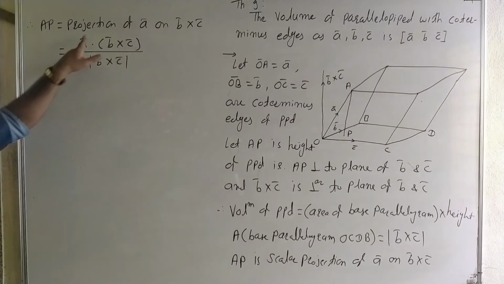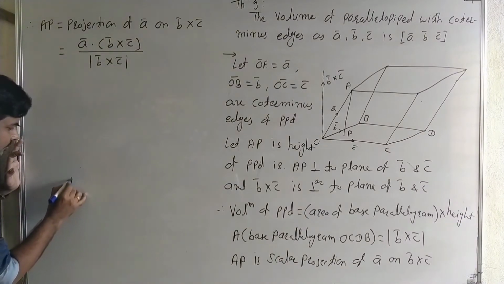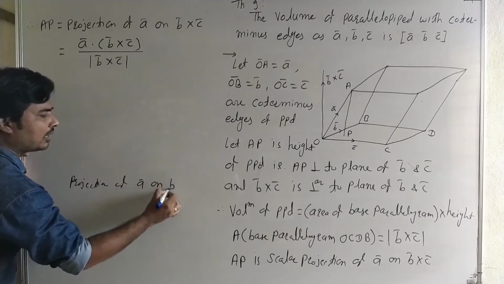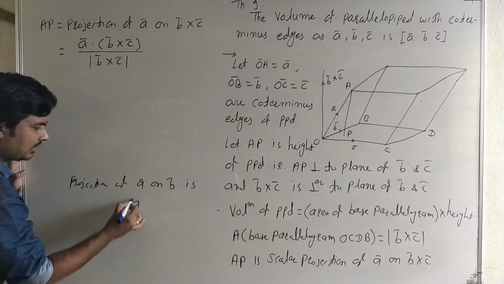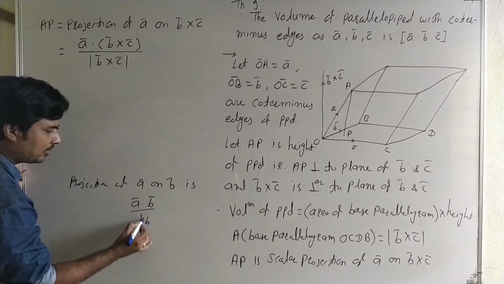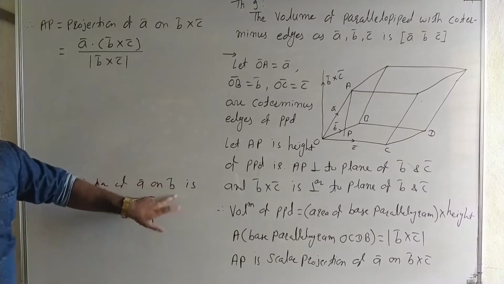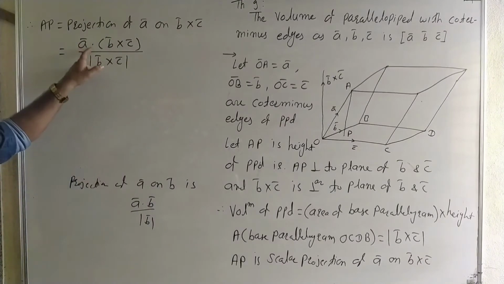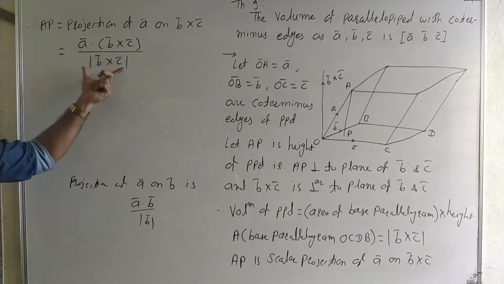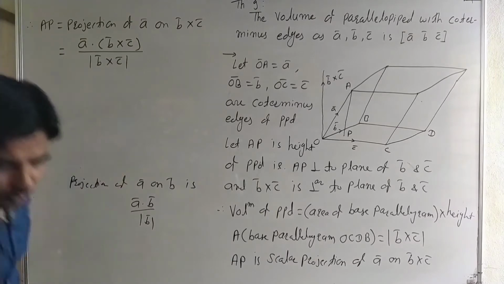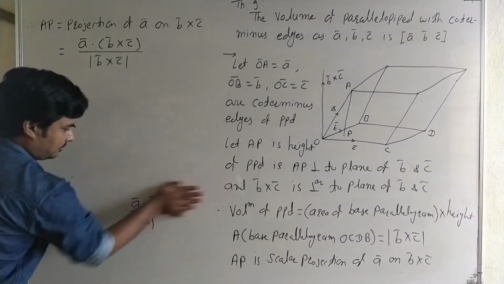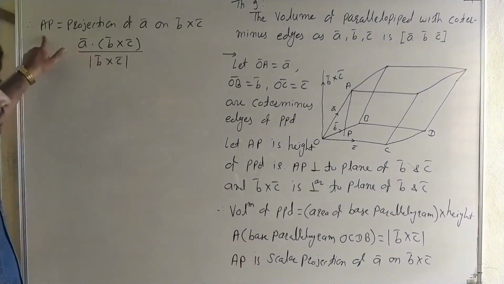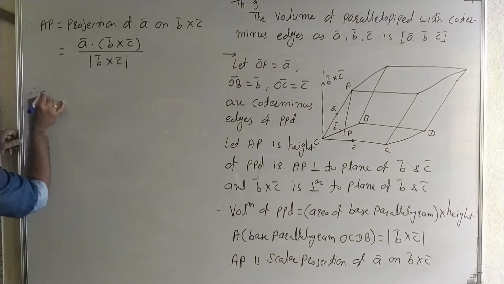Here it is a projection. We know the definition of projection. Projection of A bar on B bar is A bar dot B bar upon magnitude of B bar. It is the scalar projection of A bar on B bar. Now here projection of A bar on B bar cross C bar is A bar dot B bar cross C bar upon magnitude of B bar cross C bar. It is the definition of projection. Now this is the area of base parallelogram, and the projection is the height, and therefore the volume of parallelepiped.